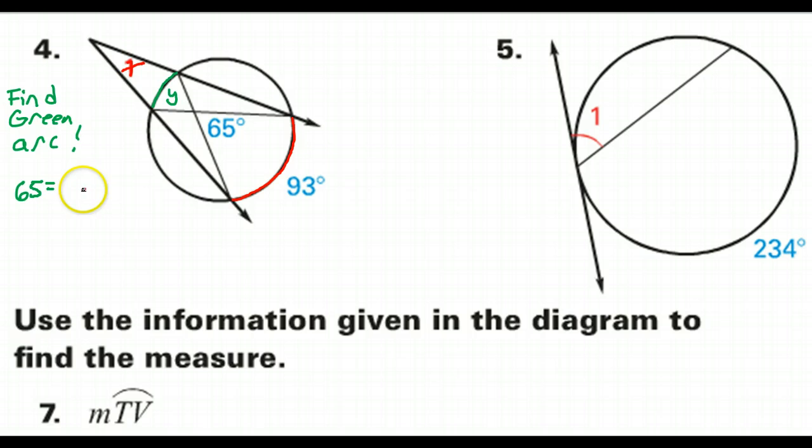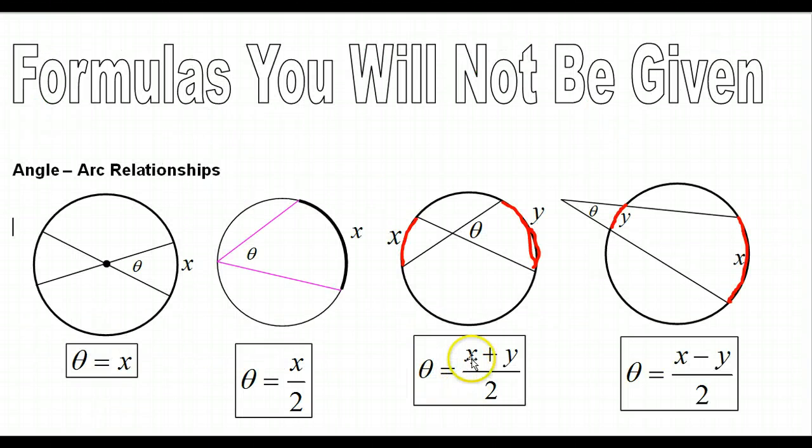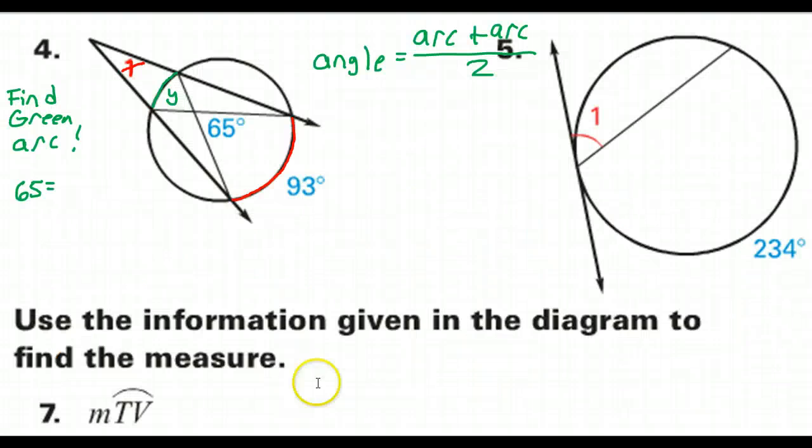So angle equals arc plus arc divided by 2. That's what this formula is really saying. Angle, arc, arc. So notice the angle is 65 degrees. I don't automatically put y here because it's a variable. This has to always be the angle, which is 65 degrees. The y is one of the two arcs. So the y is going to go here.